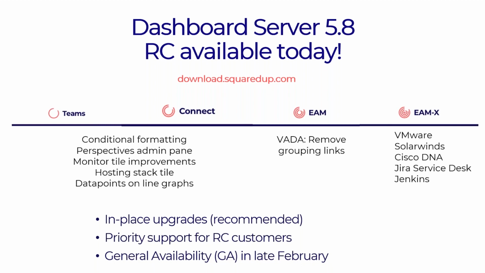On features, the vast majority of what I've shown is available for all tiers, so Teams, Connect, EAM and EAM-X. Obviously, the VADA functionality is available in the EAM tier, and that's because VADA itself is not available in any lower tier. And of course, with EAM-X, you get the ability to plug into all those additional data types that are available in cloud. So do go and check it out today at download.squaredup.com.